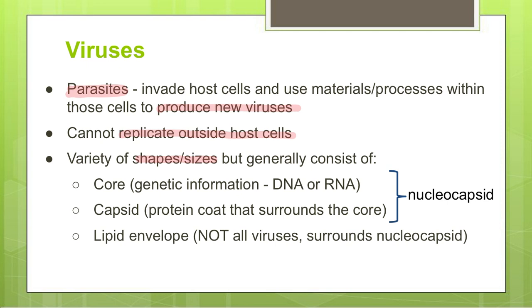They have a core, which is their genetic material, either in the form of DNA or RNA, depending on the virus itself, as well as a capsid, which is a protein coat that surrounds the genetic information or the core. Those two things together are called the nucleocapsid, because that's where all of the genetic information is held. And then they could also have a lipid envelope. This is not all viruses, but if they do have this, it surrounds the nucleocapsid as well.